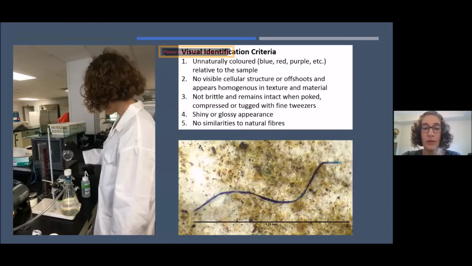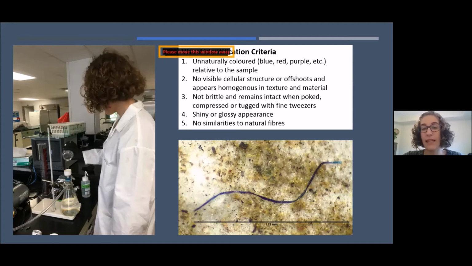The lake, stream, and rainwater samples were vacuum filtered through filter papers, which can be seen in the picture to the left, stored in petri dishes, and visually analyzed under the microscope. If 2 or more of the visual identification criteria are met, which can be seen in the top right, the particle was classified as an anthropogenic particle, i.e. synthetic but not necessarily plastic, and the number of criteria met was recorded. Each anthropogenic particle was then photographed and measured, which can be seen in the bottom right.